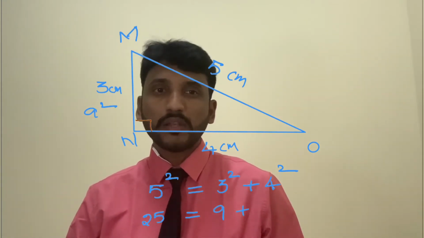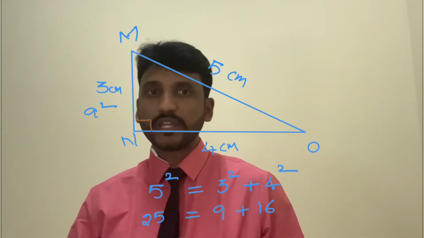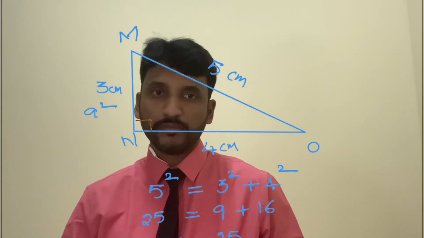Is it equal? Let's check. 25 equals 9 plus 16. 9 plus 16 is 25. So 25 equals 25, hence proved. So the Pythagoras theorem is true for all right angle triangles.